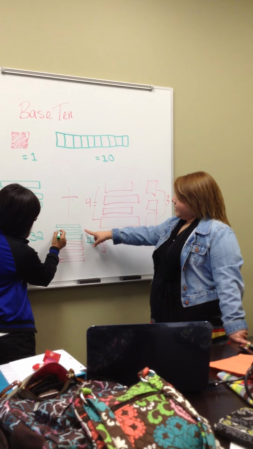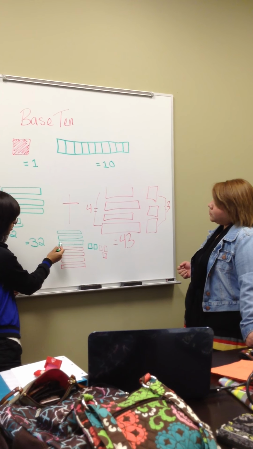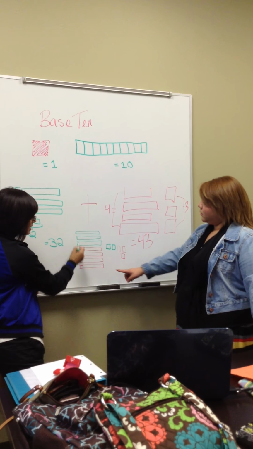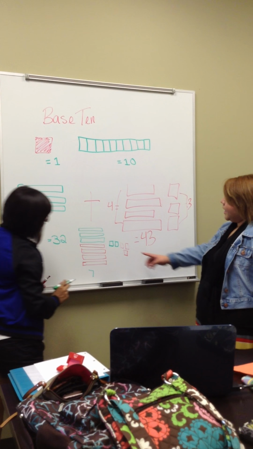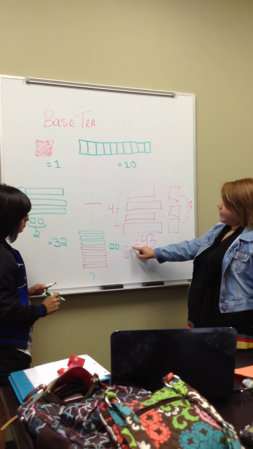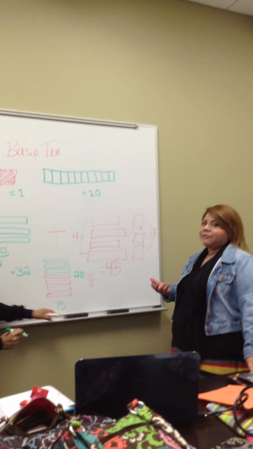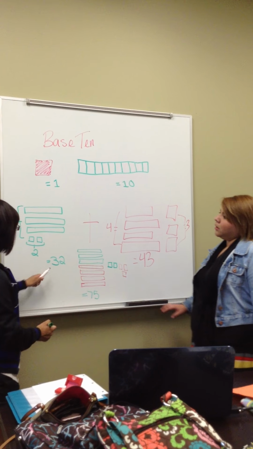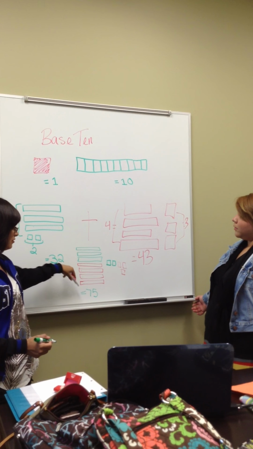And in total, how many 10s do we have? Okay, we have 10, 20, 30, 40, 50, 60, 70. So that's a total of 7. Plus the ones that we have, which is 1, 2, 3, 4, 5. So we have 75. And that would be 32 plus 43 would equal 75.